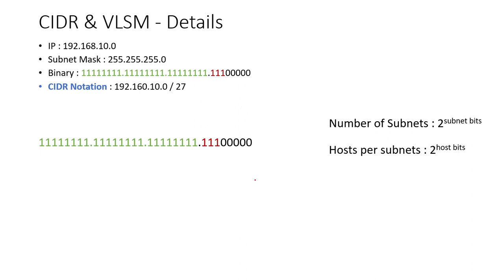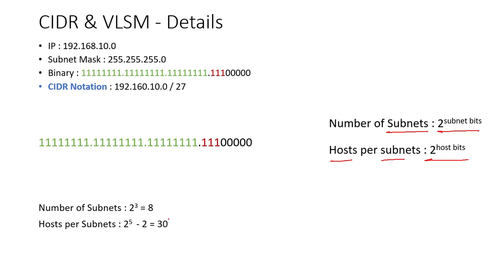And with this information, we can calculate the total number of subnets and the hosts per subnet. The formula is 2 raised to power subnet bits for the total number of subnets, and for the hosts per subnet we have the formula 2 raised to power host bits.